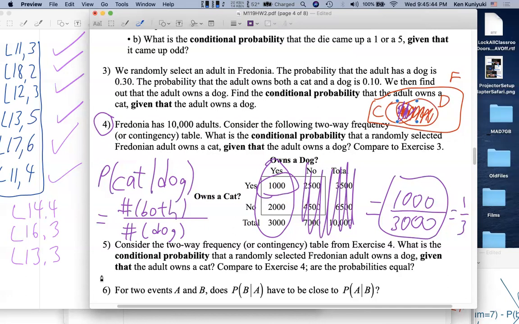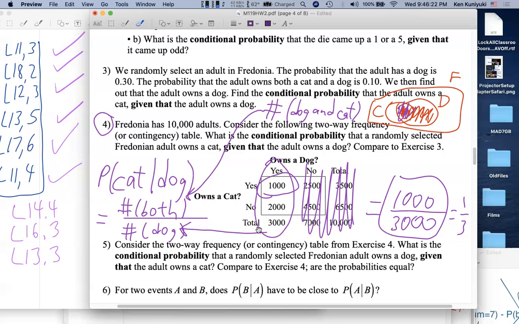Oh no, see over here. Owns a dog. In the yes column, the 3,000 total means the total number of adult Fredonians who own a dog. If you ask them, do you own a dog, they say yes. There are 3,000 dog owners, and that goes in the bottom. And you only care about them because on the top, I should have written this really: it's the number of people who own both a dog and a cat. That intersection. See, these 1,000 people are the only 1,000 people in Fredonia who would answer yes to both questions.